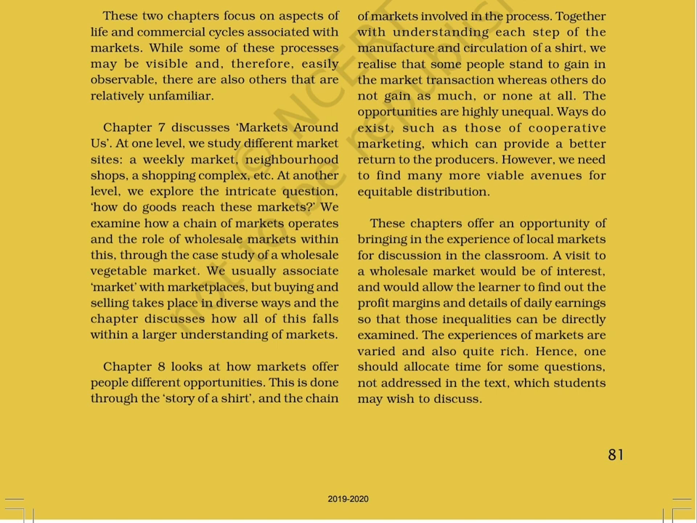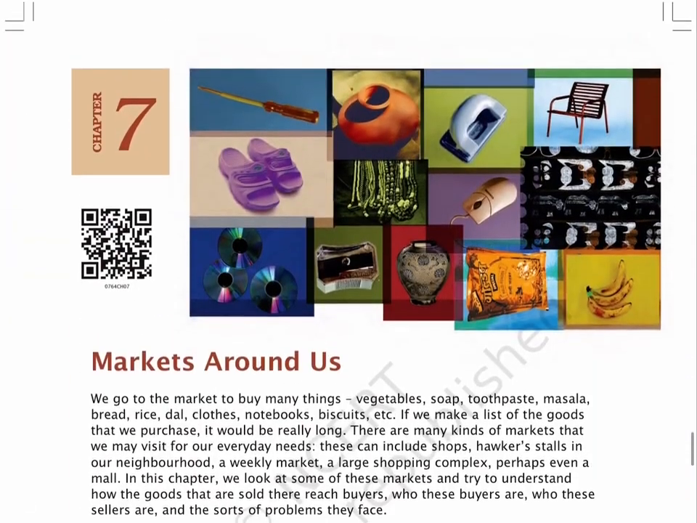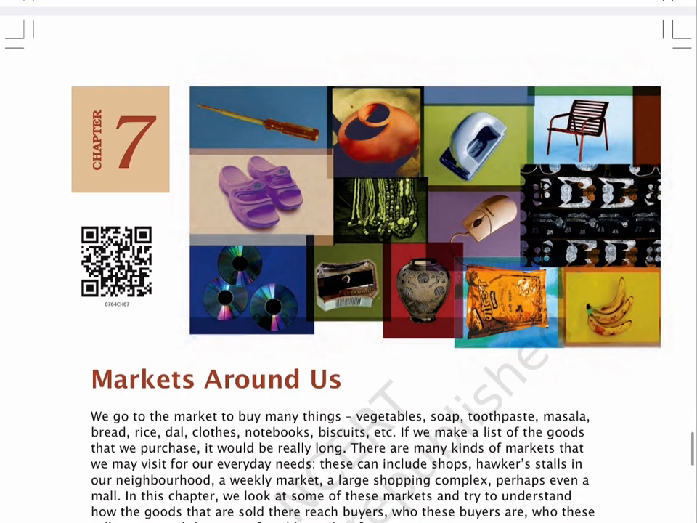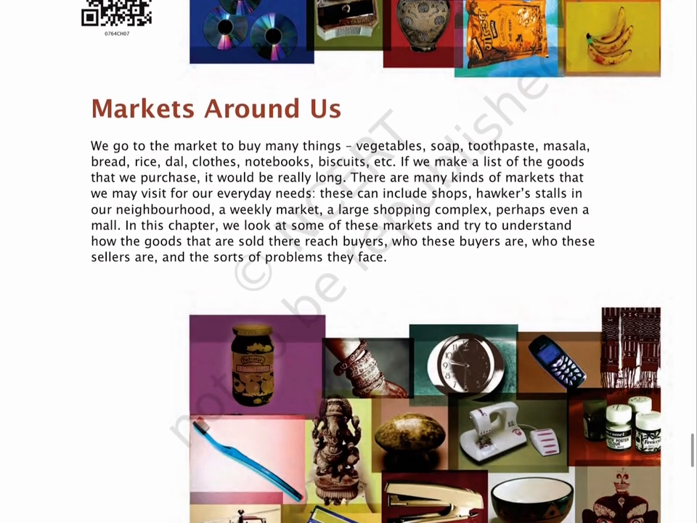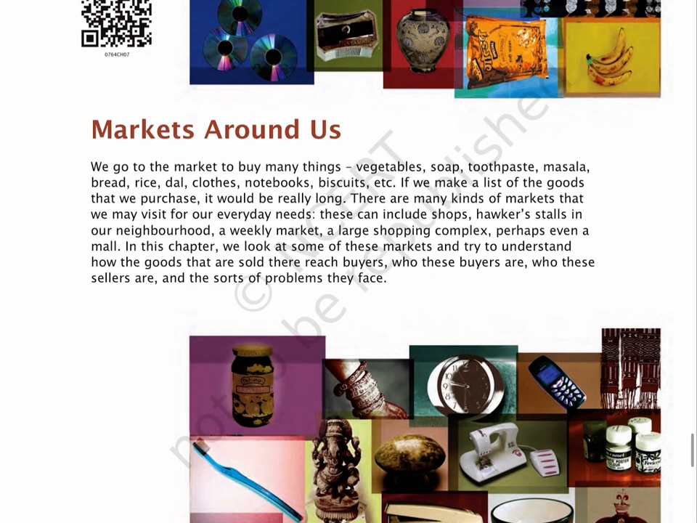The experiences of markets are varied and also quite rich. Hence, one should allocate time for some questions, not addressed in the text, which students may wish to discuss. Page 82. Chapter 7 Markets Around Us. We go to the market to buy many things: vegetables, soap, toothpaste, masala, bread, rice, dal, clothes, notebooks, biscuits, etc. If we make a list of the goods that we purchase, it would be really long.